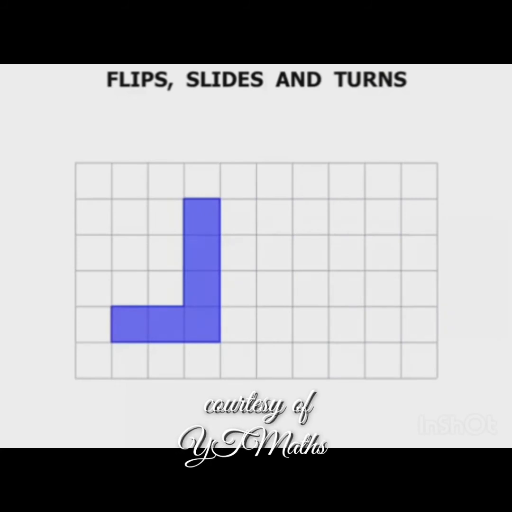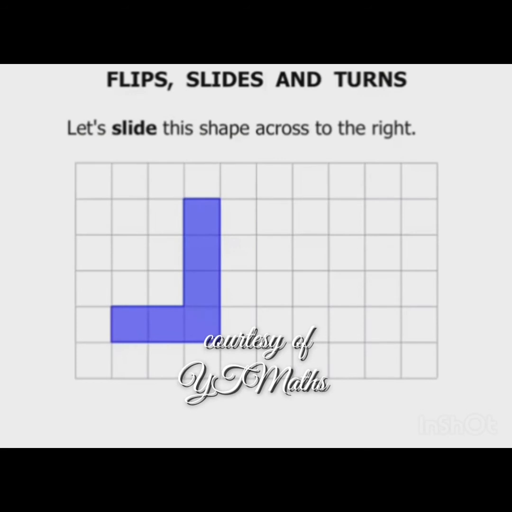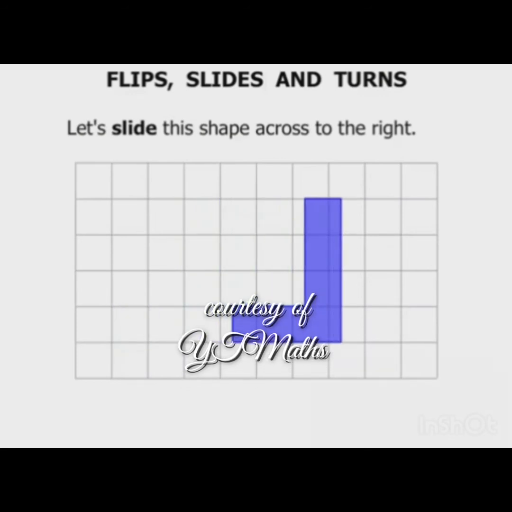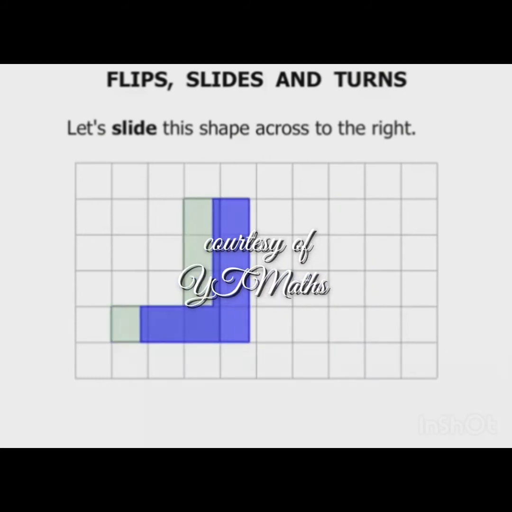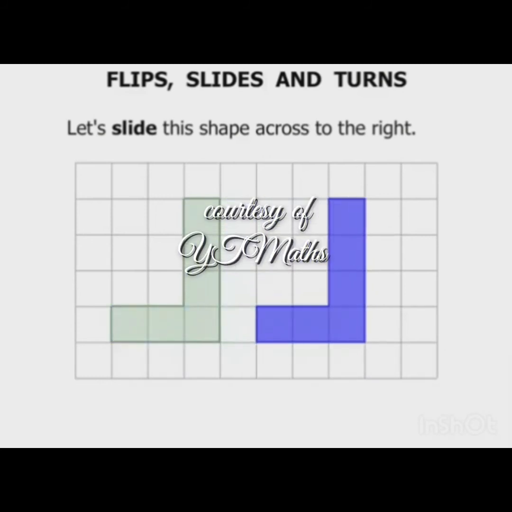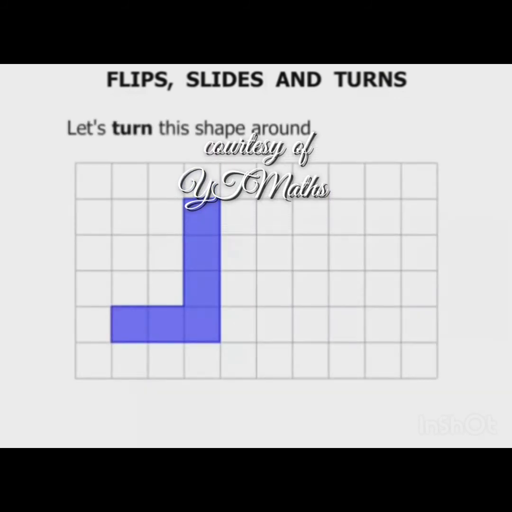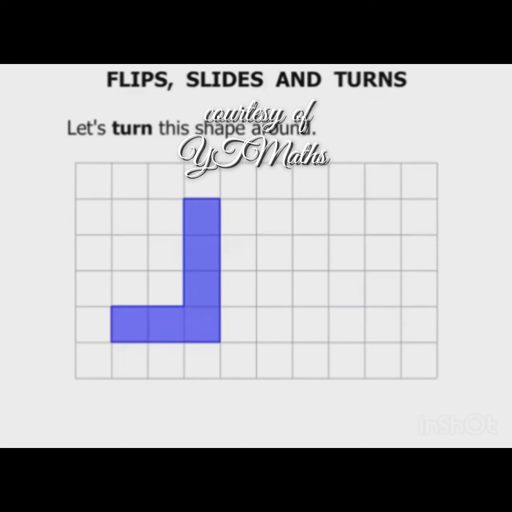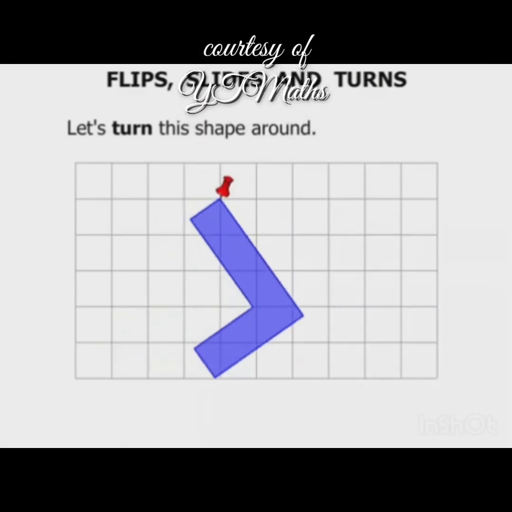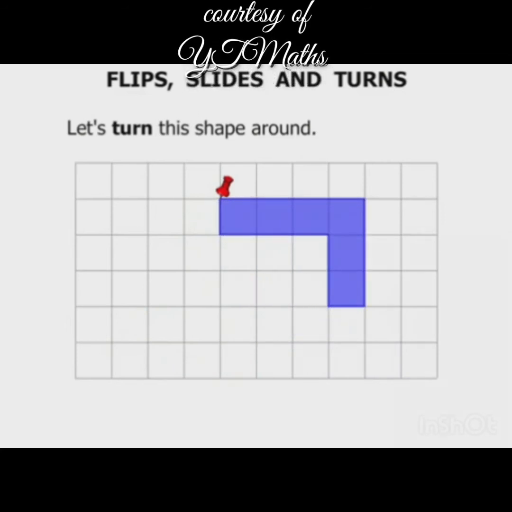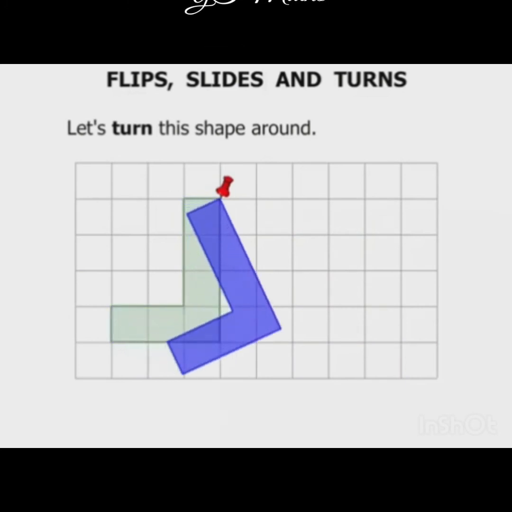Let's look at the same shape. This time let's slide this shape across to the right. So there's an example of a slide. Let's look at that again. So that's a slide. The next one. Let's turn this shape around. We'll put a little pin there in the corner and we'll turn the shape. All right, so that's a quarter turn. Let's see it again. Here's the turn.